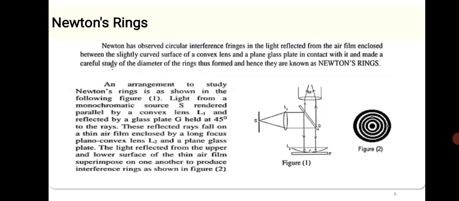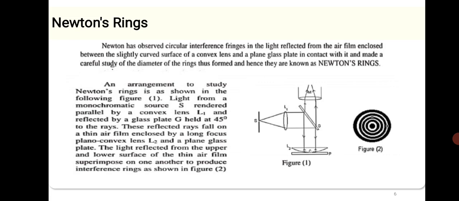Newton's rings. Newton observed circular interference fringes in the light reflected from the air film enclosed between the slightly curved surface of a convex lens and a plain glass plate in contact with it, and made a careful study of the diameter of the rings thus formed, and hence they are known as Newton's rings. An arrangement to study Newton's rings is as shown in the figure.